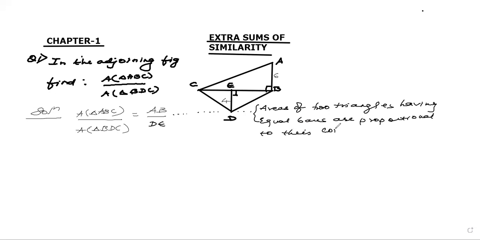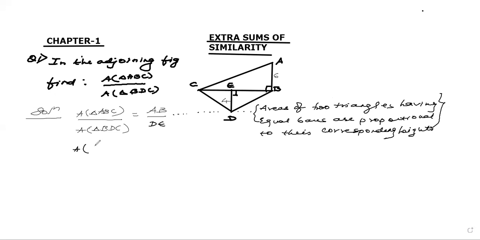heights. So here, what you see is, children, when you write the reason, we are not using the word ratio. The word we use is proportional. So remember, whenever we use the word proportional, the word ratio should not be there. Areas of two triangles having equal bases are proportional to the corresponding heights. You got it? So you can clearly see this reason plays an important part. If you don't write your reason, your half mark will go.